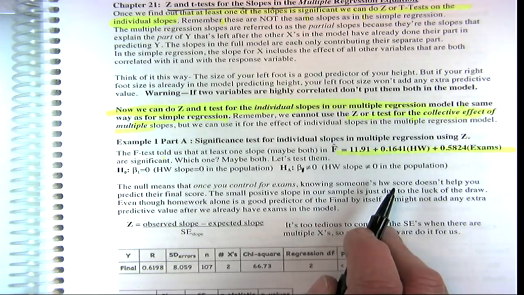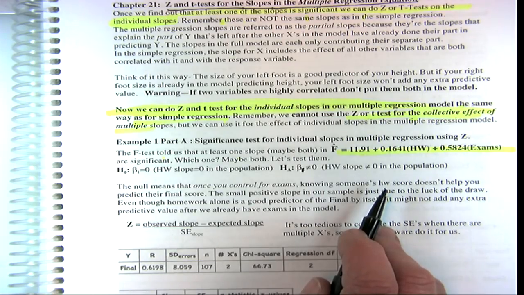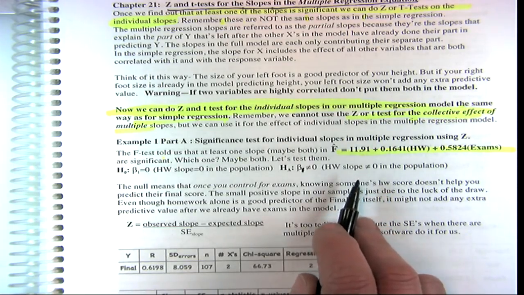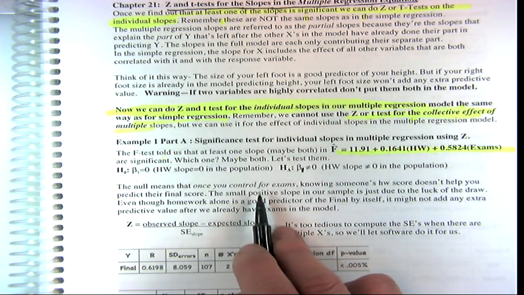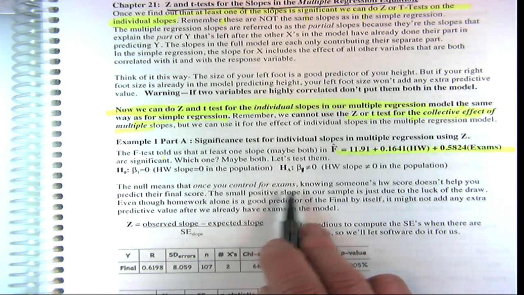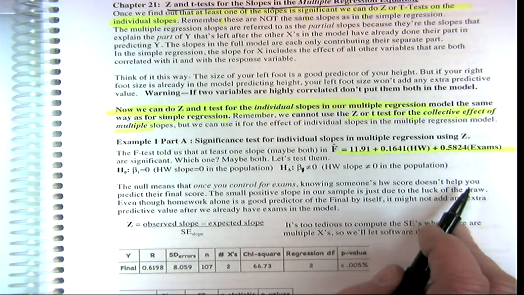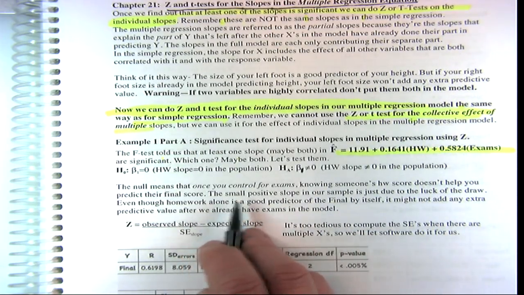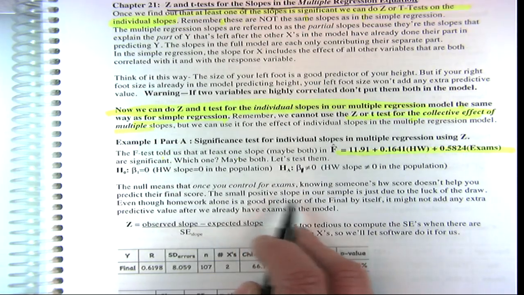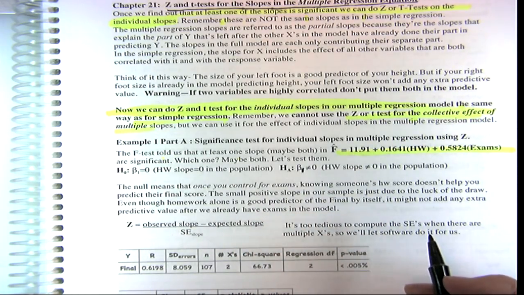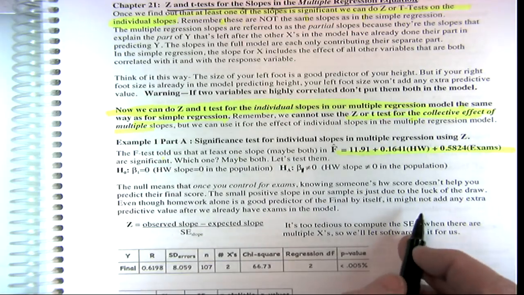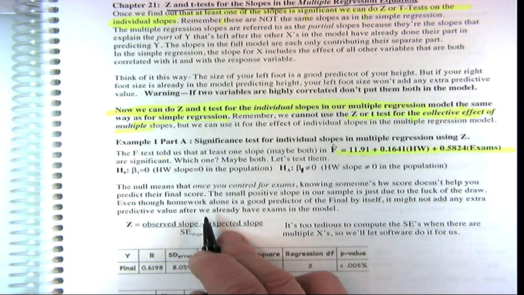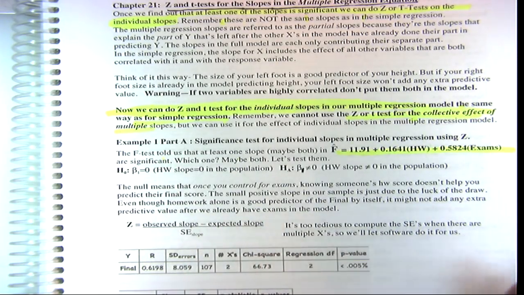Okay, so the null means that once you control for exams, knowing someone's homework score... remember, the homework was significant in the simple one. We found it, but that doesn't necessarily mean it's going to be significant once you put it in the multiple, because once you control for exams, it might not be. So the null says that once you control for exams, knowing someone's homework score doesn't help you predict their final anymore. The small positive slope in our sample is just due to the luck of the draw. So it might not add any extra predictive value after we already have exams in the model.